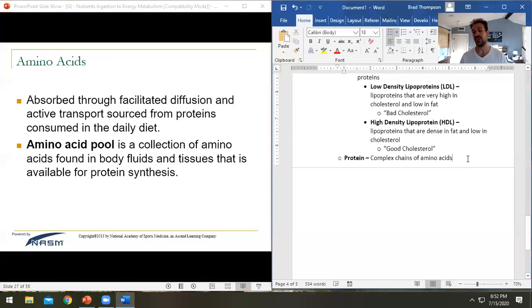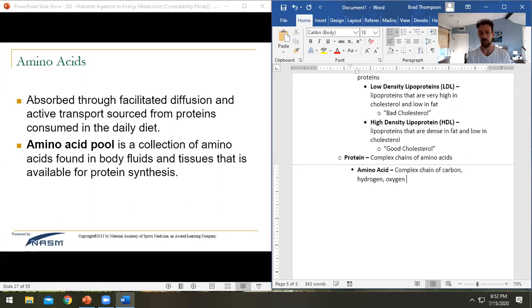So what is an amino acid? It is a complex chain of carbon, hydrogen, oxygen, and a special skeleton of nitrogen. And nitrogen is really the key player here. Nitrogen will shape itself very differently in each amino acid, giving us the 20 amino acids.